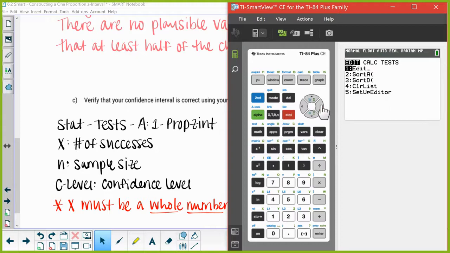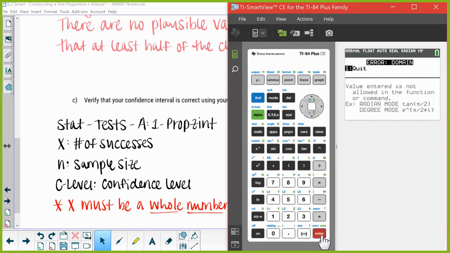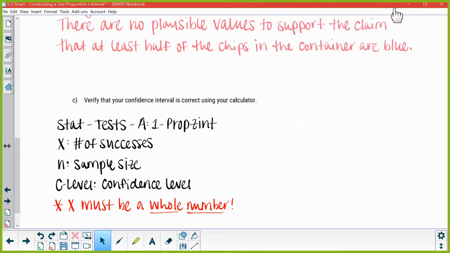So if I were to go back to stat tests and go down to A, and say, for instance, when I do that calculation, say I had 243 and I multiplied it by 63%, because that would be my sample, and I'm going to change my sample size to 243. Notice that when my calculator does the X, it gave me a decimal. So when I go down to calculate, what your calculator is going to tell you is error. If you do not have a whole number as your X value, it will always give you an error every single time. So be careful with that.